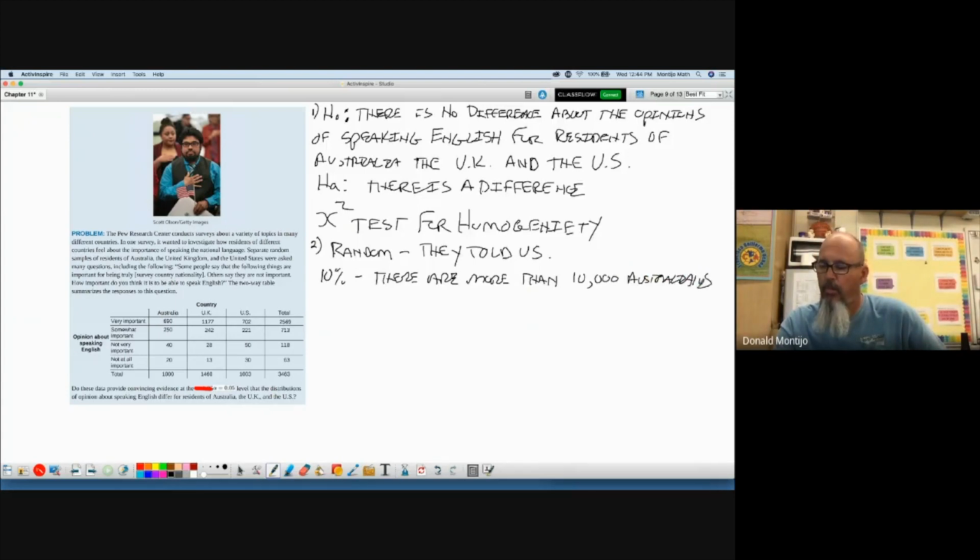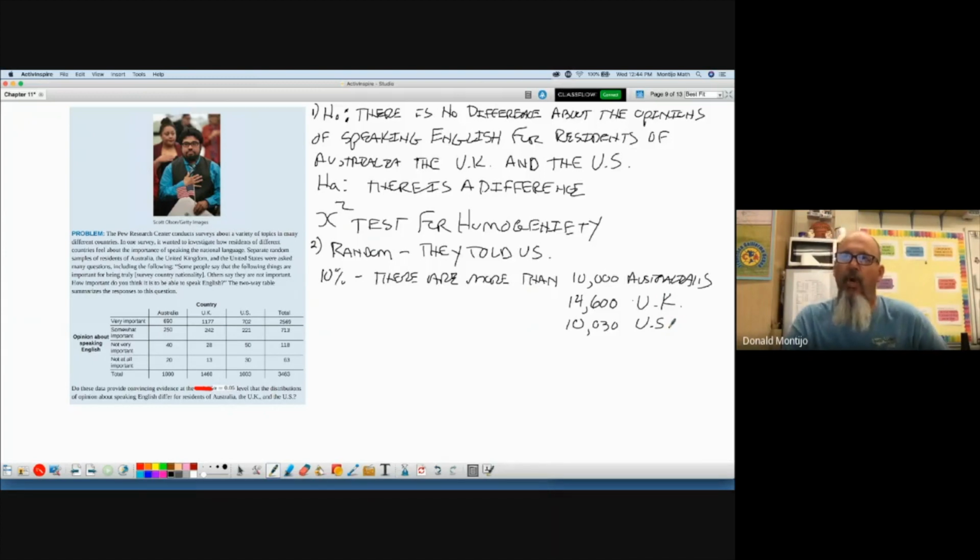There are more than 14,600 people that live in the United Kingdom. Certainly there are. There are more than 10,030 people living in the US. Yes, we're good for the 10%. Okay. And then for the large count, are all expected counts greater than 5?